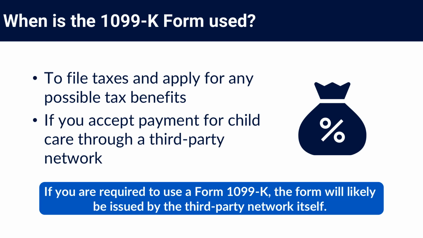For example, if you care for a child for 5 days a week and the parent pays you through Venmo, the amount paid over the course of the year will likely exceed $600, and you will report the payments on the 1099-K. If you are required to use a Form 1099-K, the form will likely be issued by the third-party network itself. Be sure to track payments received in this manner so that you are aware of whether or not you need the form at tax time.